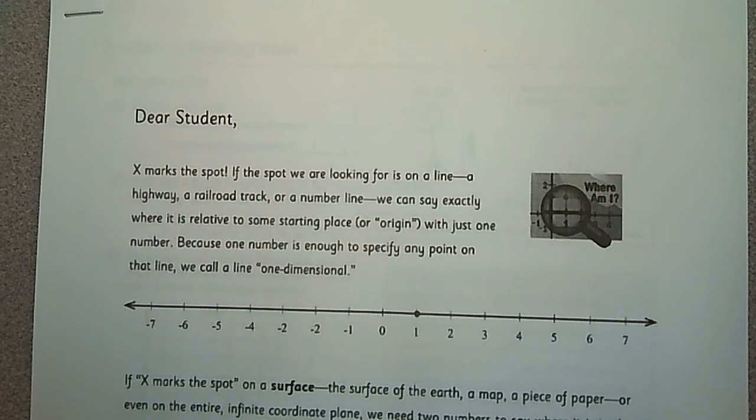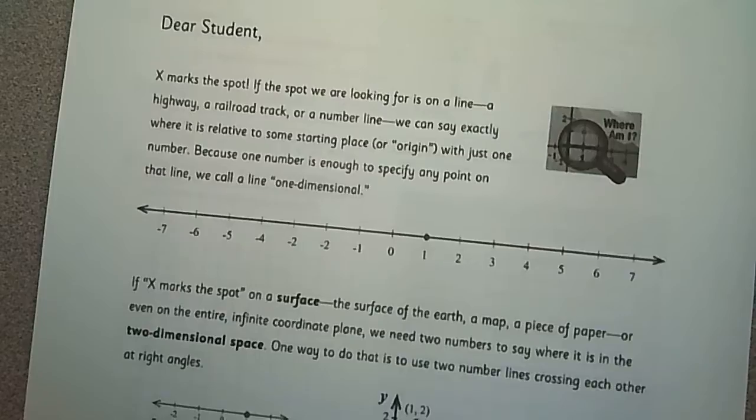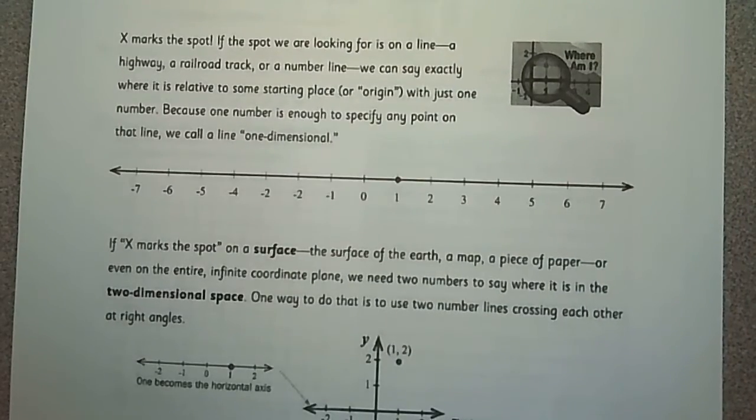So, dear student, X marks the spot. If the spot we are looking for is on a line, a highway, a railroad track, or a number line, we can say exactly where it is relative to some starting point or origin with just one number, because one number is enough to specify any point on that line. We call a line one-dimensional. One dimension. Like 3 dimensions is real life.